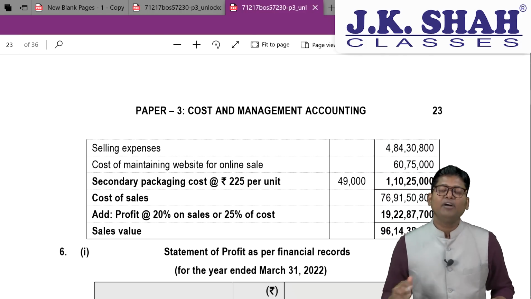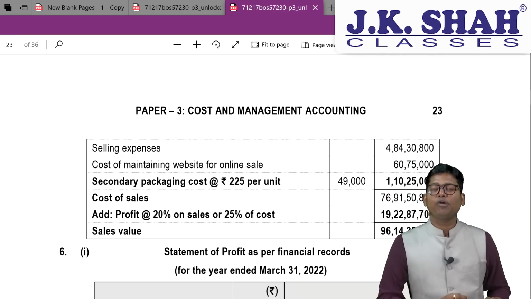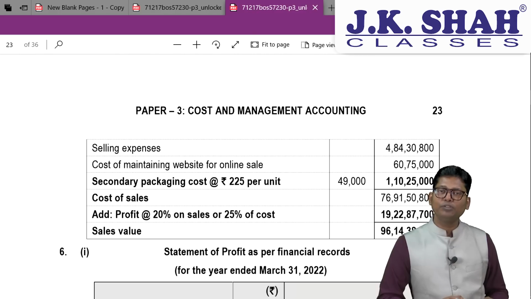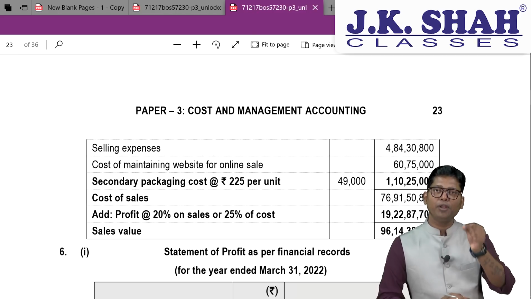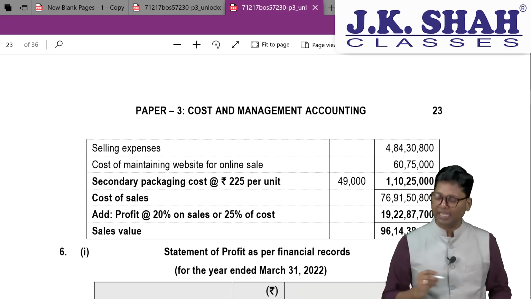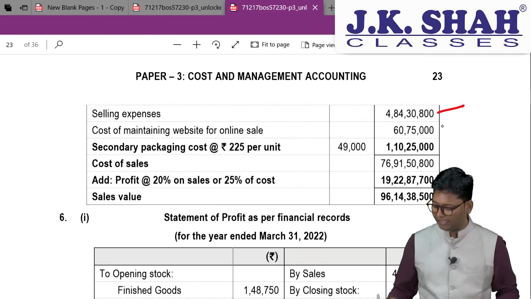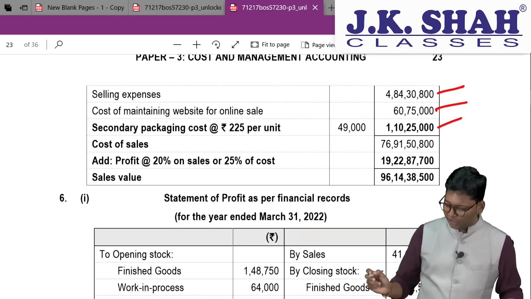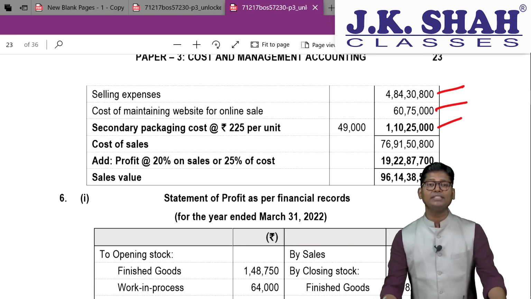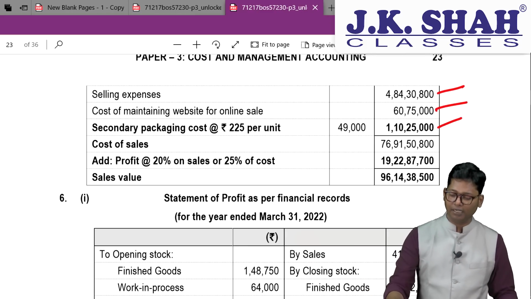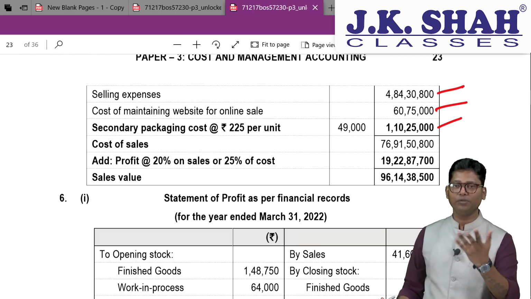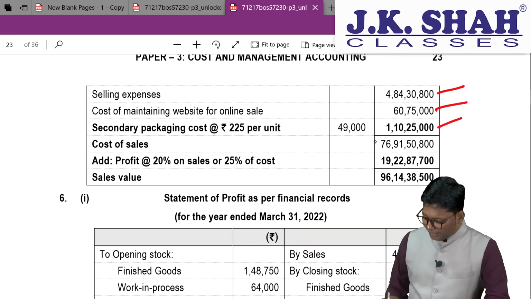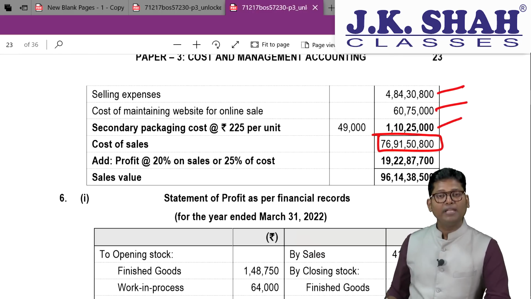You have produced 49,000 units. In 49,000 units, there is nothing like opening stock of finished goods and closing stock of finished goods. That's why we are assuming whatever has been produced by the company, they have sold the same, and all the selling expenses are incurred on selling the 49,000 units. Secondary packaging cost is also computed on the basis of 225 rupees per unit. Multiply by 49,000 units, cost is available. Addition will give you total cost, which is called cost of sales.